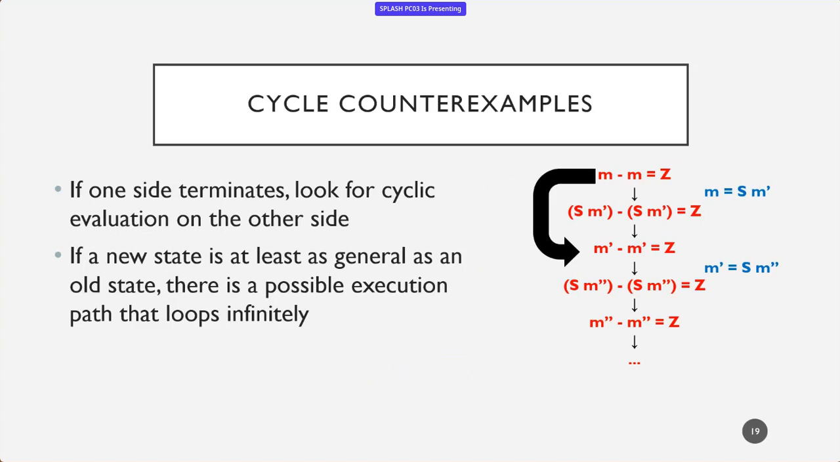And since we have possible non-termination on the left and guaranteed termination on the right, these two sides can't be equivalent to each other. And we return the counterexample m equals successor of m as evidence for the inequivalence.